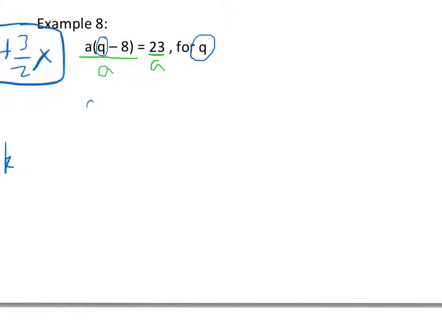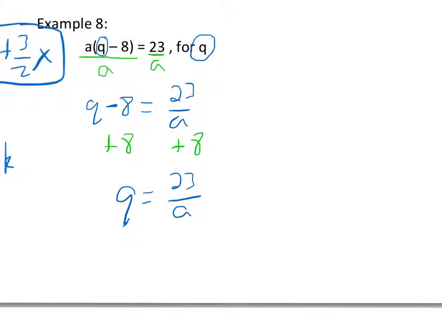Now that gives us q minus 8 equals 23 over a. So notice again, I divided by what I didn't want. Last time I didn't want what was in the parentheses. This time I didn't want what was on the outside of the parentheses. And then we will add 8 to both sides. Now this one's kind of a goofy one, and how it looks when we're done, but q will equal 23 over a plus 8. And that's considered solved for q. And this ends lesson 1.3, part 2.